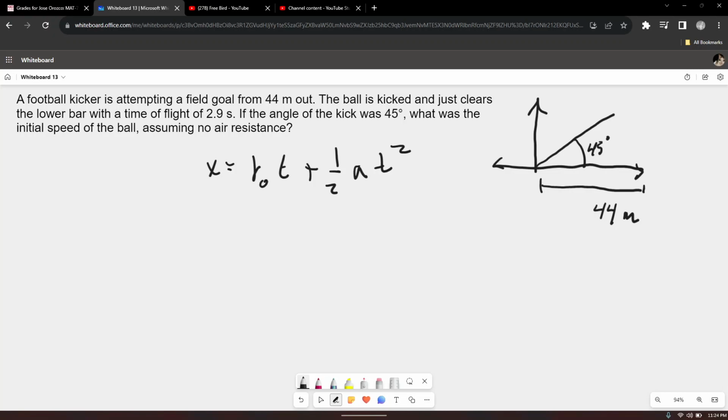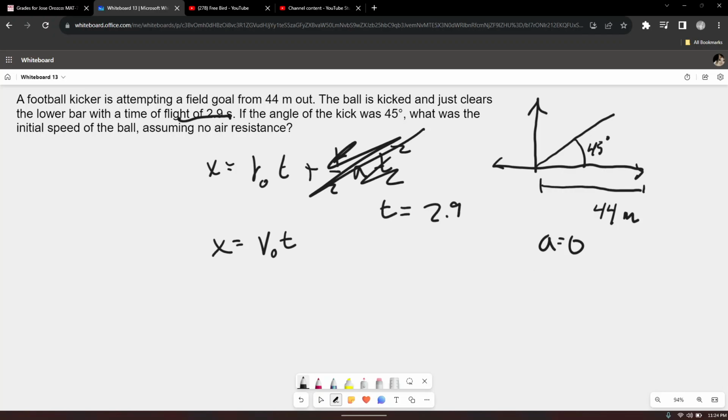Alright. So right away, something that's quite interesting is that our acceleration equals 0. We have no acceleration. So that's going to delete this whole part of this equation. And now we're left with x equals v naught times time. Well, time is given to us. We have 2.9 for time. Now, what else can we know? Well, we know distance. So we know x equals 44 meters. So we really are just solving for v naught.